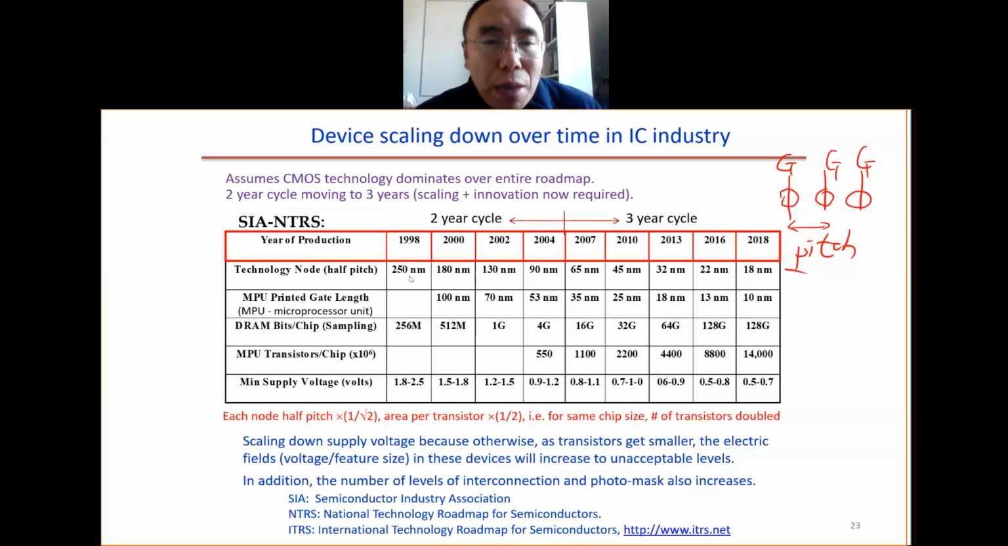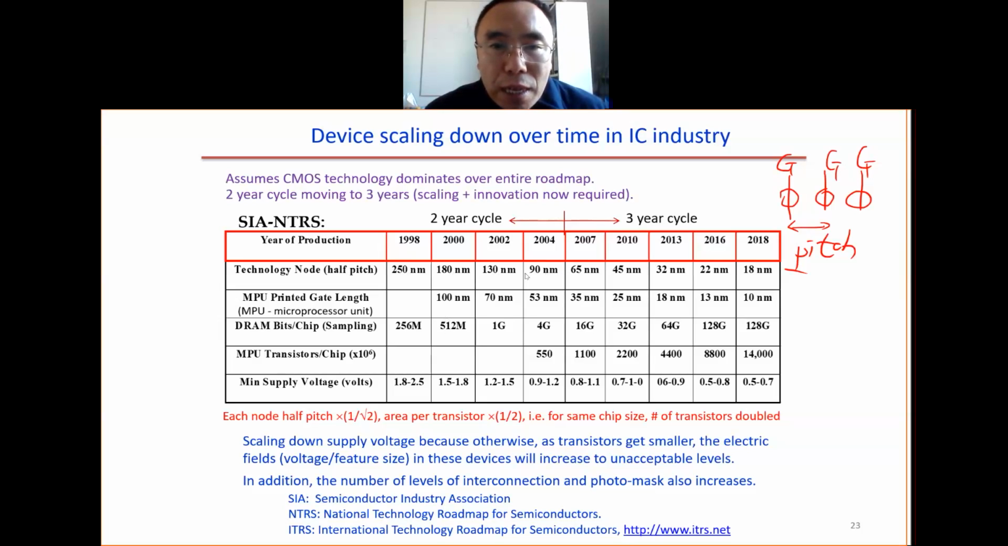So now look at what is the meaning of the numbers. This one 250, this one 180. What's the relationship between those two numbers? They are related by a factor of 1 over square root of 2. If the pitch becomes 1 over square root of 2, then the area per transistor will become 1 over 2, because the area is proportional to the pitch squared. So 250 times 1 over square root of 2 becomes 180, then becomes 130.